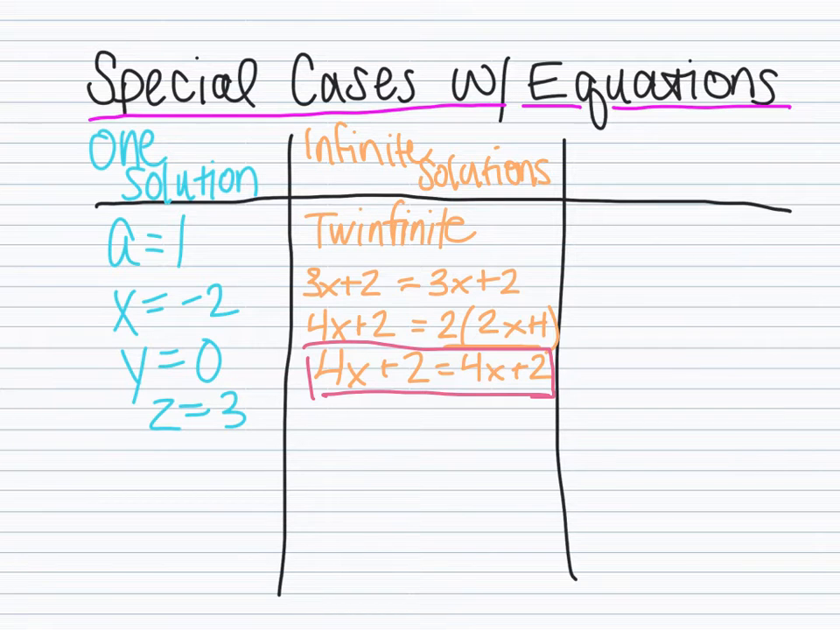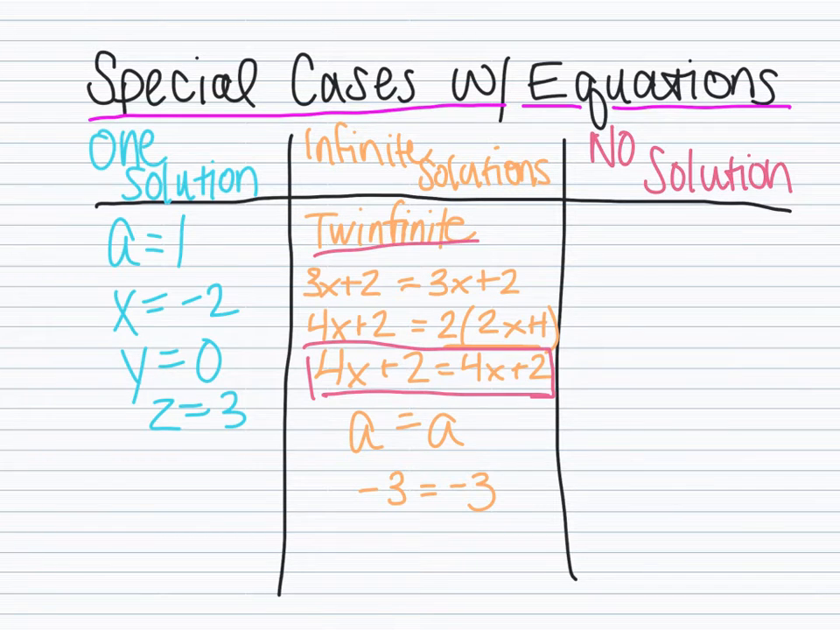If you were to try and solve this, it would look like a equals a. You would end up with something that is the same on both sides. So no matter what number you plug in for a, you're going to get a true statement. Or maybe it looks like -3 equals -3. Well, -3 does always equal -3. It's going to be the same on both sides. Twinfinite.